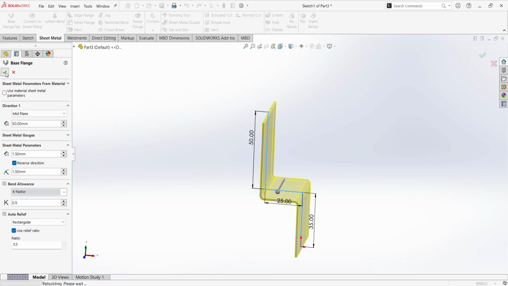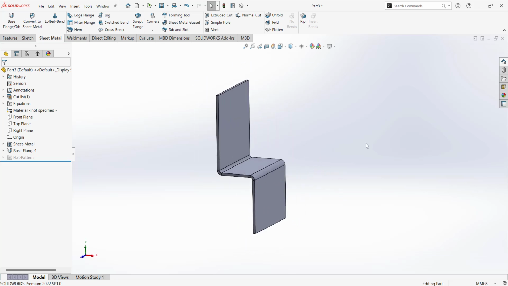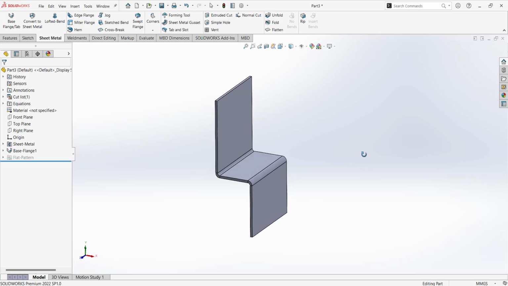I'll say OK here. Now this part is completed using base flange. Parameters we have provided were K factor, bending radius, thickness and direction of thickness.